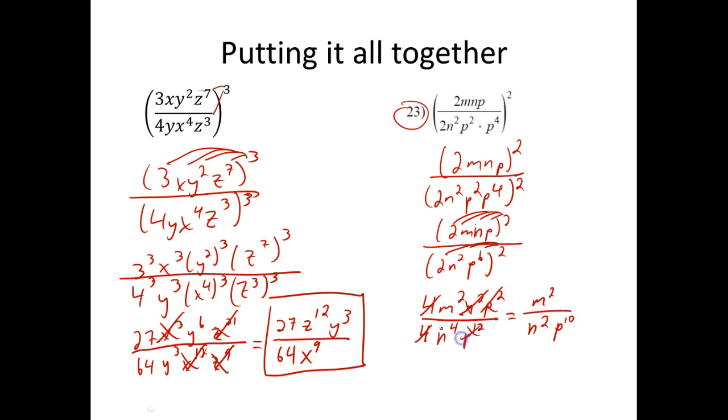Done with the p's, done with the n's, I believe, yep, and I have the m up top, so that's it. That's the most I can simplify that. M squared over n squared p to the 10th. So, a little bit of a tricky one from your worksheet, but definitely doable.